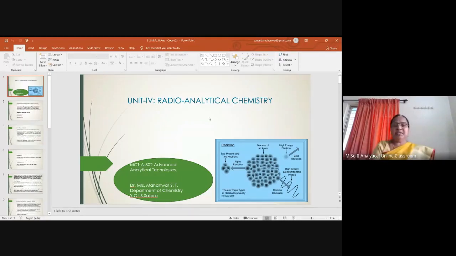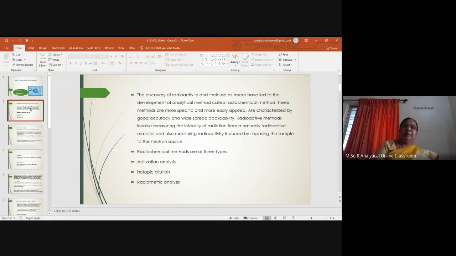During last lecture, we have seen about the introductory part of radioanalytical chemistry. That is the analysis of the elements which are present in the given sample by radioactive methods. We have seen some introductory part. Then let us consider further: the discovery of radioactivity and their use as tracer have led to the development of an analytical method called the radiochemical method.